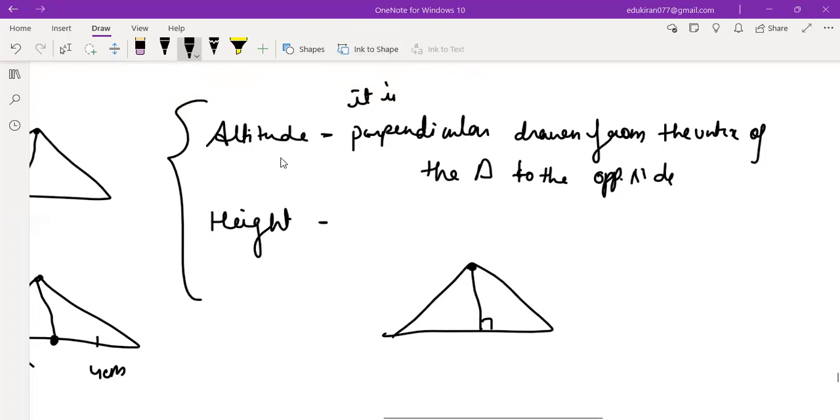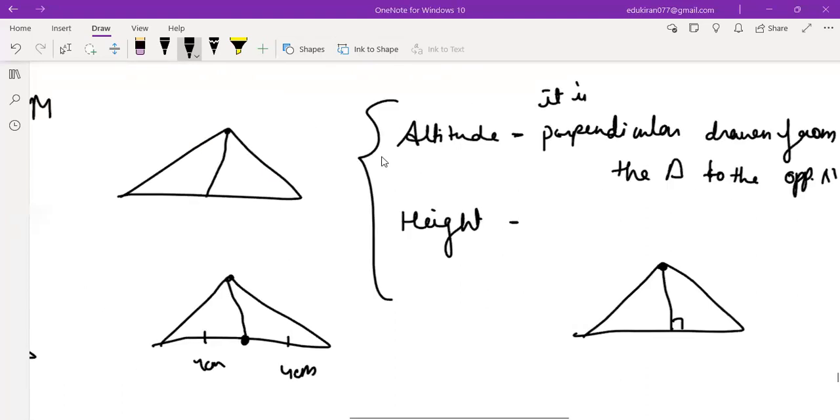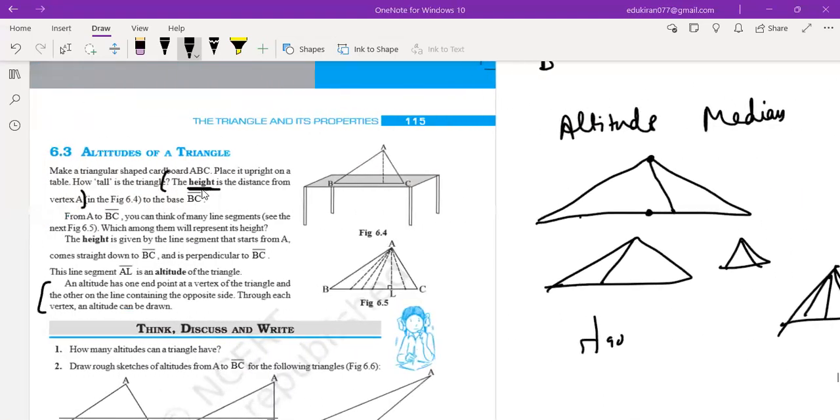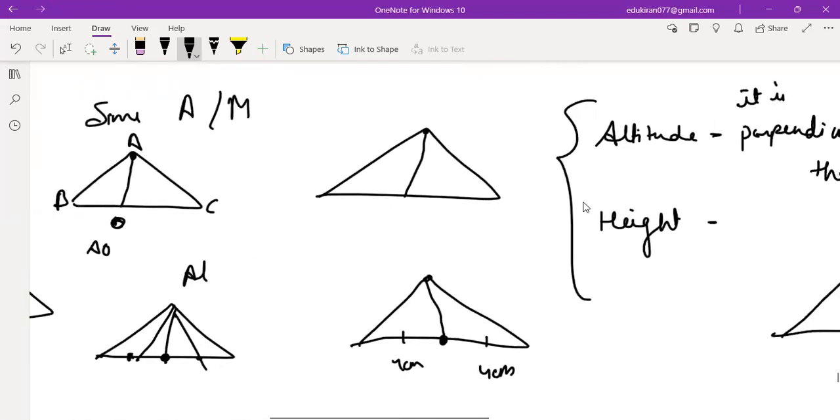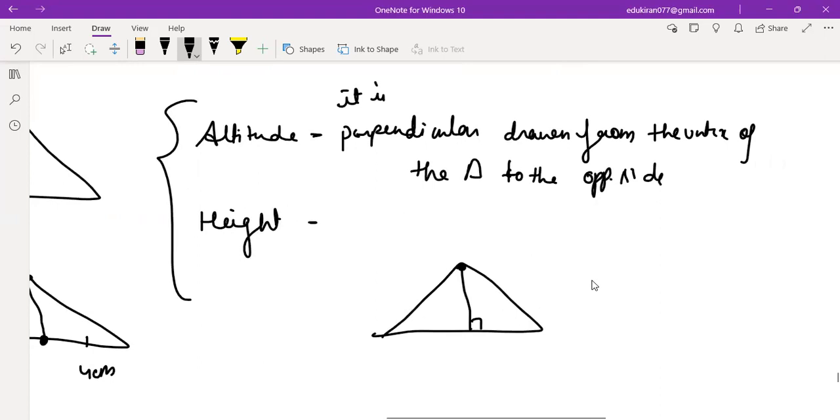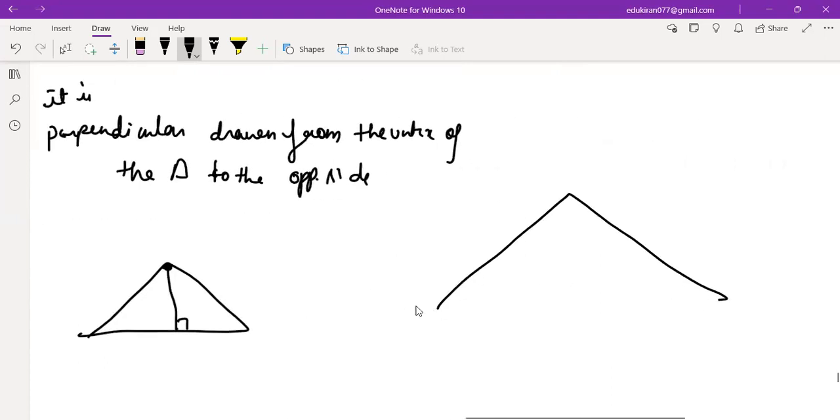Okay, so now there is basically a slight difference between height and altitude. So over here, just listen very carefully. You have already written the definition of height. That height is the distance from vertex A to the base. Now coming to this one, altitude I have already given, it is a perpendicular. Now, for example, this is a triangle.